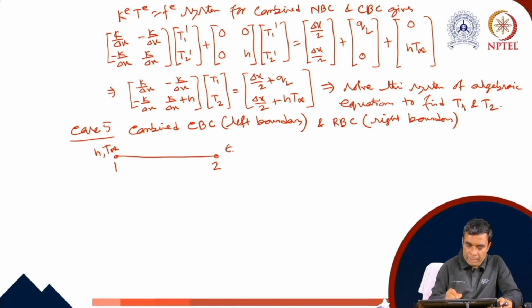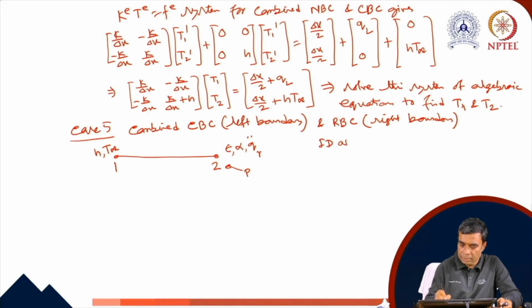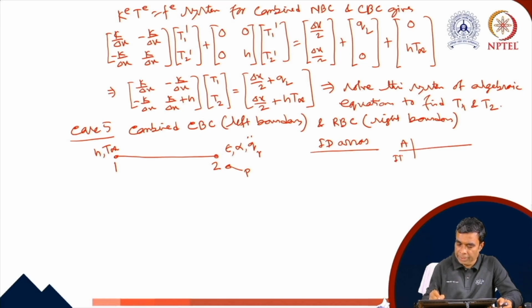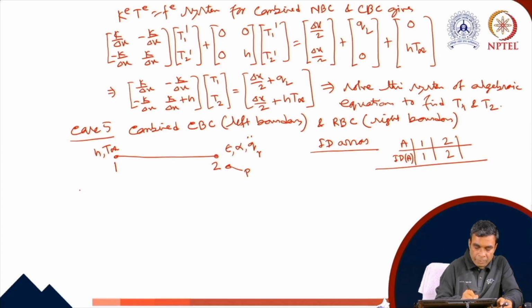Here the emissivity is epsilon, the absorptivity is alpha, and the radiation received is QR double dot. So we have two unknown temperatures. These are the global equation numbers. So the ID array will take the form A versus IDA, 1, 2, 1 and 2. Now the element level matrix equation system is also the assembled equation system, because here there is no assembly. We can write it as K1 T1 equals F1.